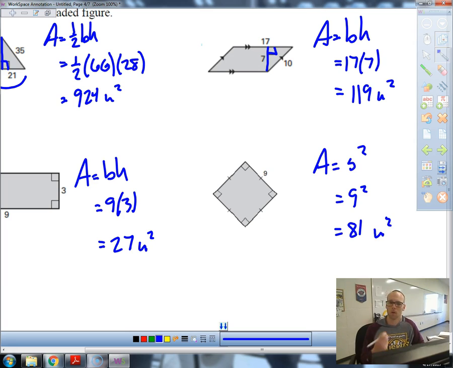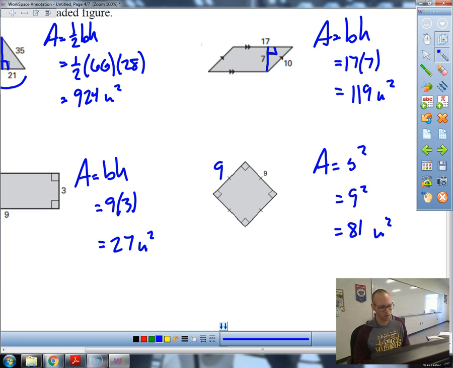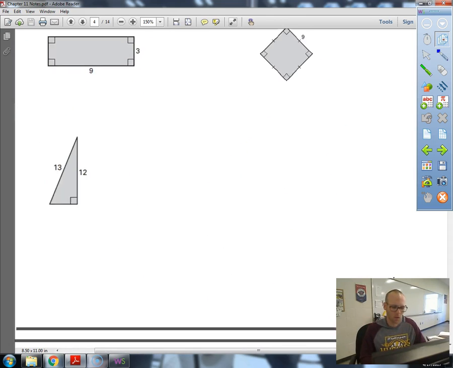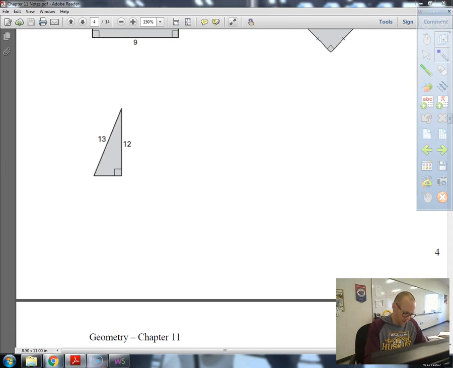Okay. Now, I know some people like to think of it this way. They go 9, this is 9. So they use the rectangle formula, or they use the parallelogram formula. Take 9 times 9, base times height. You get the same thing, 81 square units. All right, let's keep moving.